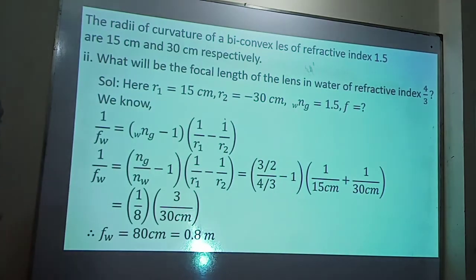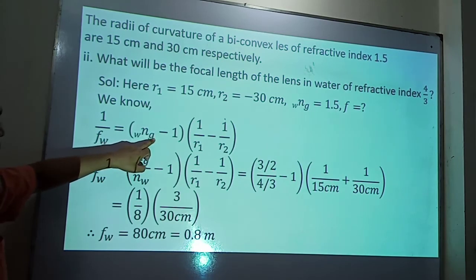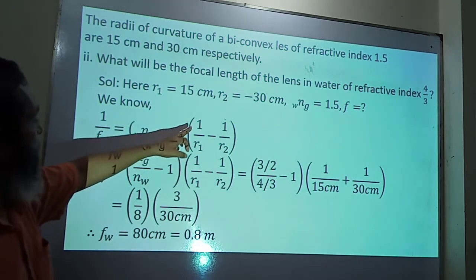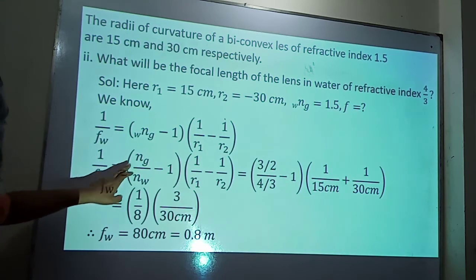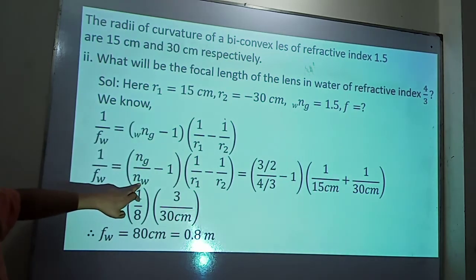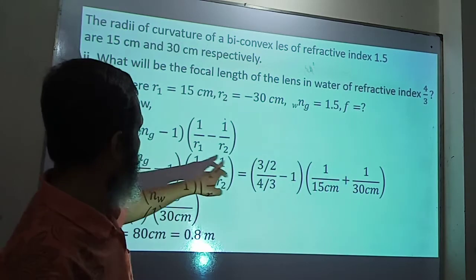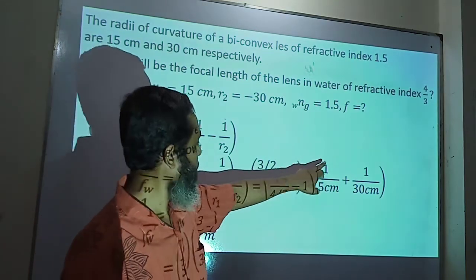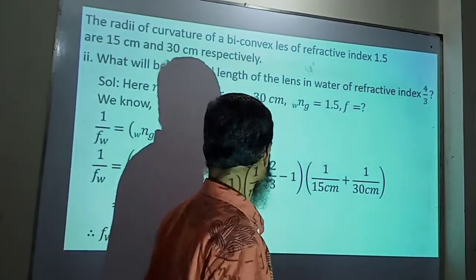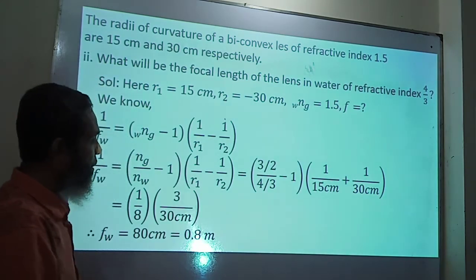Now 1/fw, that is the focal length of the lens in water, is equal to (wng - 1), the refractive index of glass with respect to water, minus 1, into (1/R1 minus 1/R2). It means 1/fw is equal to (ng/nw minus 1) into (1/R1 minus 1/R2). ng is 3/2, that is 1.5, and nw is 4/3, into (1/15 centimeter plus 1/30 centimeter). Having calculation we get fw is equal to 80 centimeter, which is 0.8 meter.